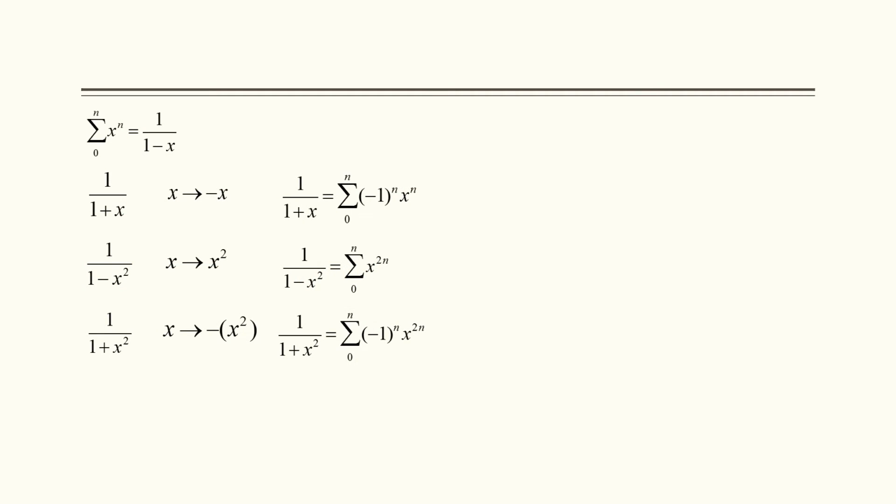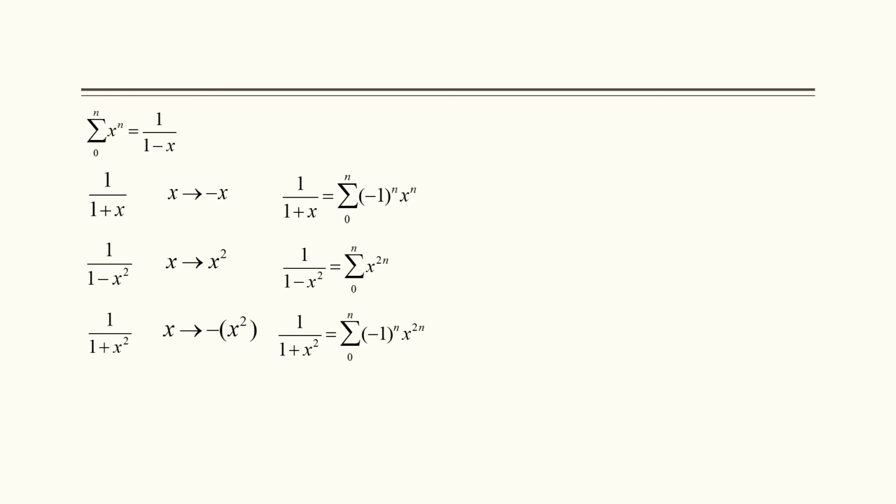We will learn about substitution. We know from our pre-calculus class that the power series from 0 to n of x to the power of n is equal to 1 over 1 minus x. Hence, using the power series, we could find the summation of other equations. The first one is 1 over 1 plus x. We substitute x with minus x, then the equation will be the power series from 0 to n of minus 1 to the power of n times x to the power of n.